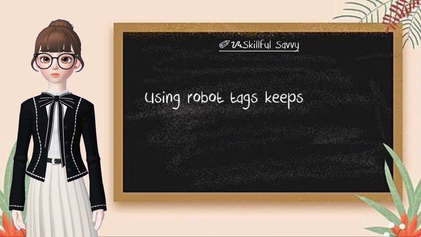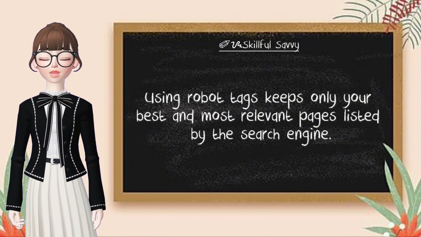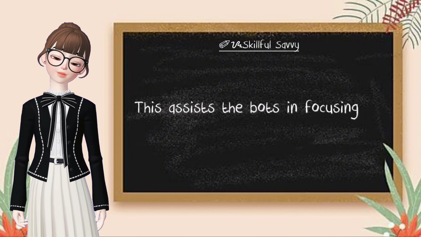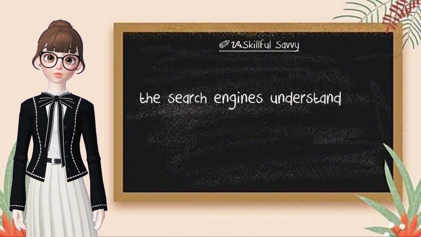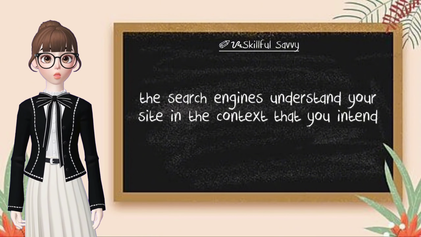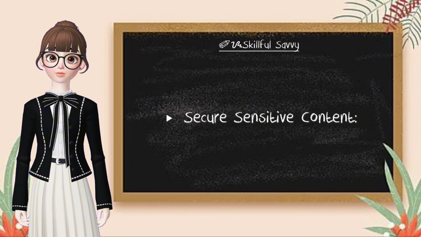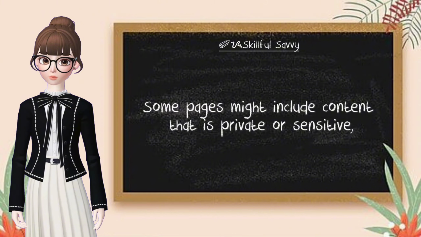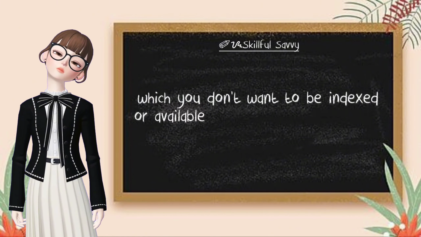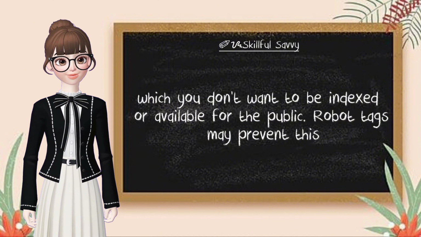Keep your site organized for search engines. Using robot tags keeps only your best and most relevant pages listed by the search engine. This assists the bots in focusing on what matters, and it also helps the search engines understand your site in the context that you intend for it to be. Secure sensitive content. Some pages might include content that is private or sensitive, which you don't want to be indexed or available to the public. Robot tags may prevent this.